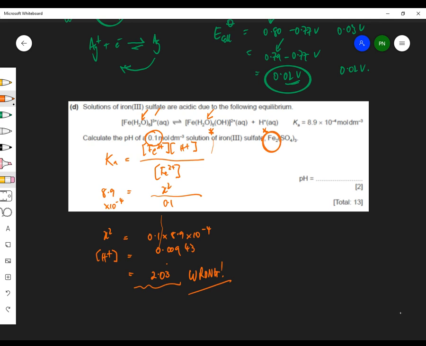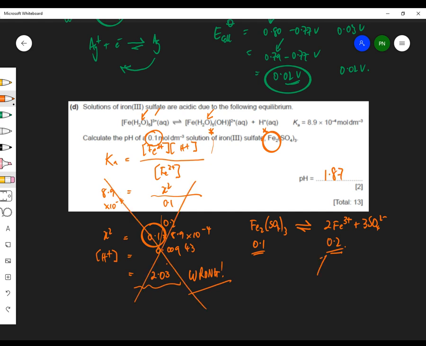We're wrong because of this. If I've got Fe2(SO4)3, it's going to give me two Fe3+ and three SO4²⁻. So if I start off with 0.1 mole of this, I end up with 0.2 of this. So going back to this number, it should be 0.2. So yes, you did exactly the same as me. Let me check that. 0.2 times 8.9 times 10 to the minus 4 equals that, root that, equals that, get the log of that, equals that, minus 1.87. So this becomes 1.87. This was wrong, don't forget, because we should have used this number.